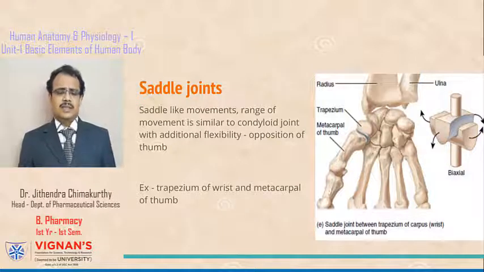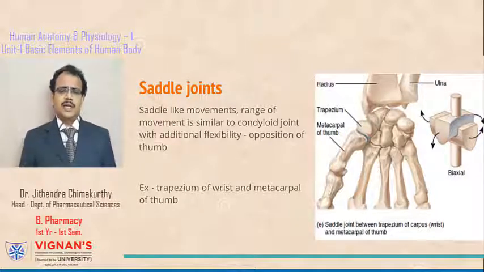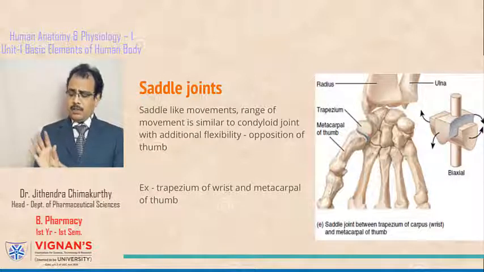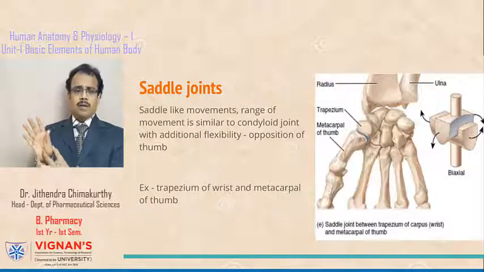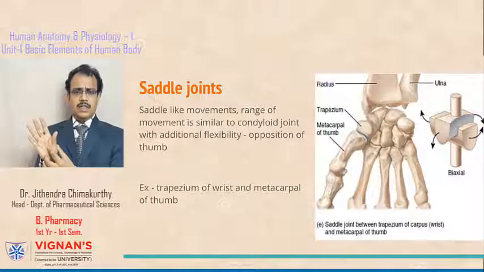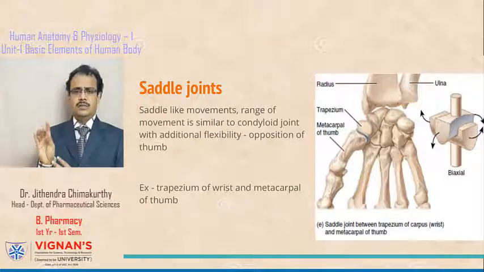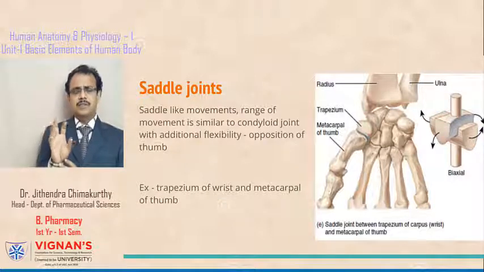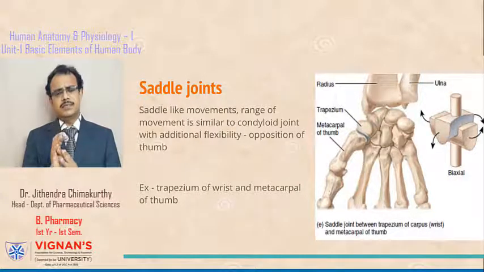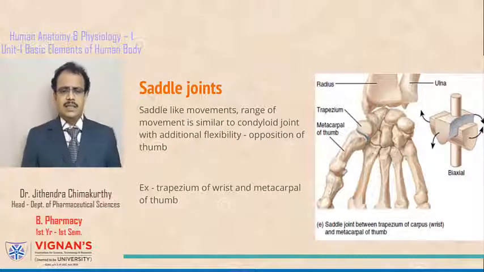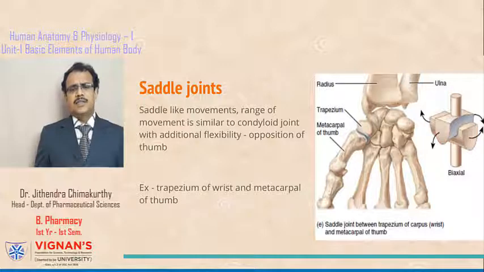Apart from this, there is another flexibility which is called opposition. Here, for example, we can see the first metacarpal which gives attachment to the phalanges of the thumb. It has the opposition so that we can touch any region within the palm. So this is opposition. This is an additional flexibility that is possible with the saddle joint, and this is regarding the joints.